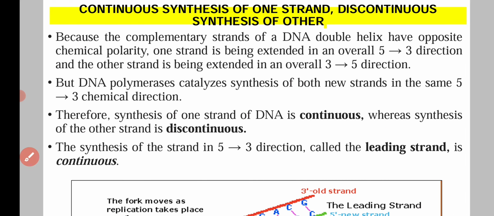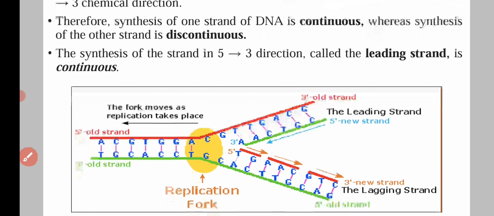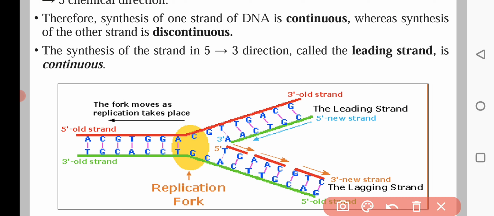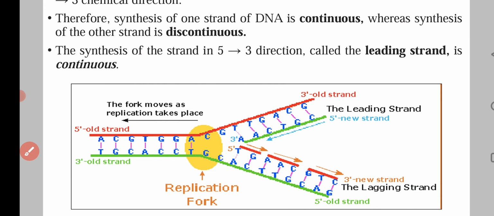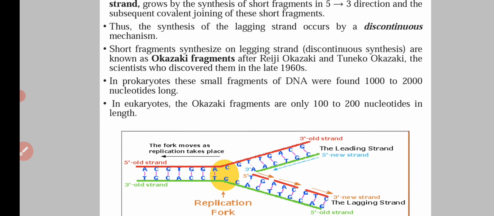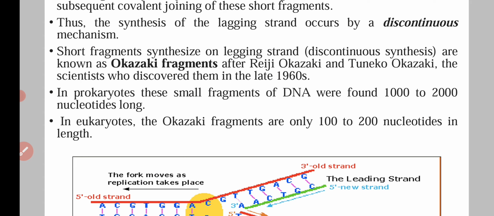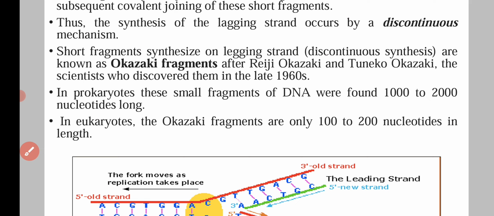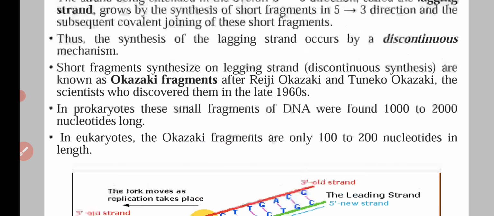In our previous video we have discussed that these two strands are synthesized by DNA polymerase, and the continuous synthesis and discontinuous synthesis both take place simultaneously. And also we have discussed that the discontinuous synthesis occurs on the lagging strand, and this is carried out in the form of Okazaki fragments. So all these steps we have already discussed in detail in our previous video.